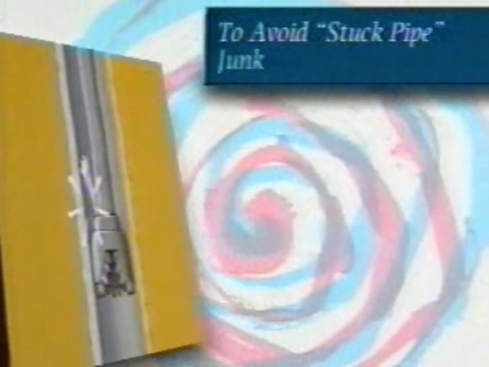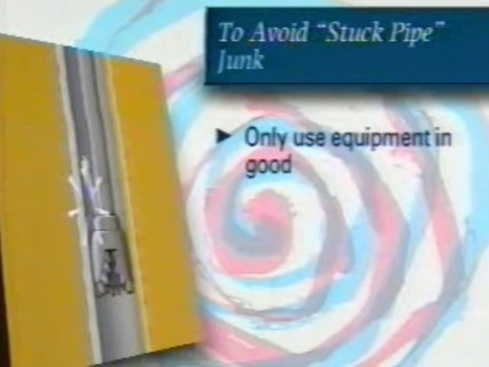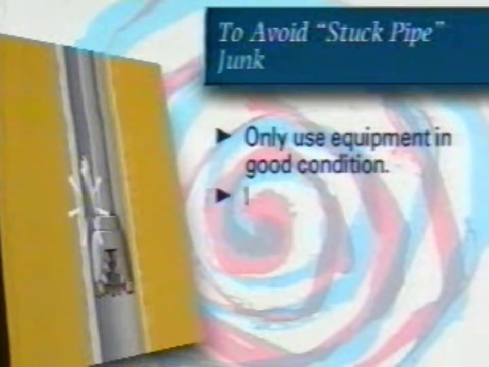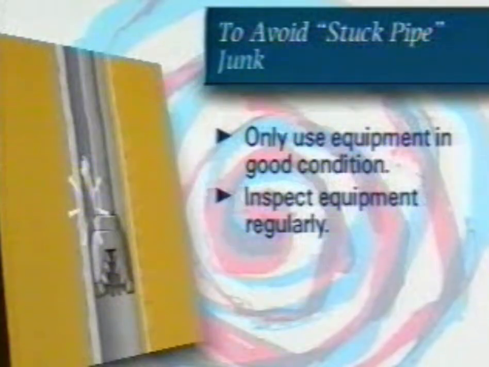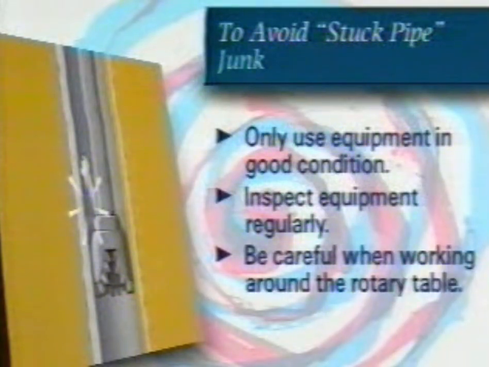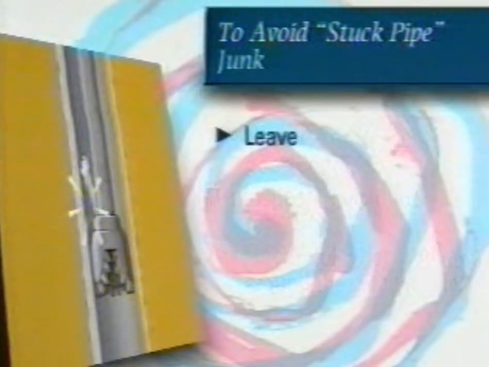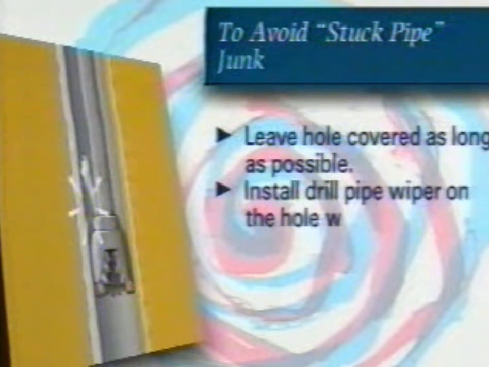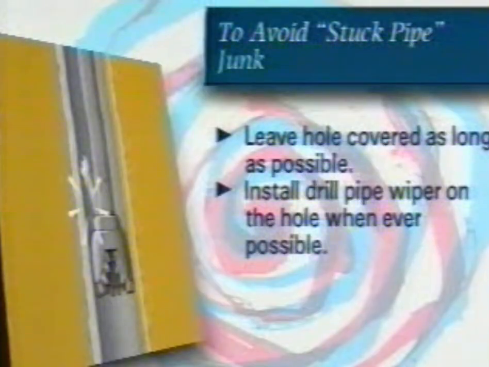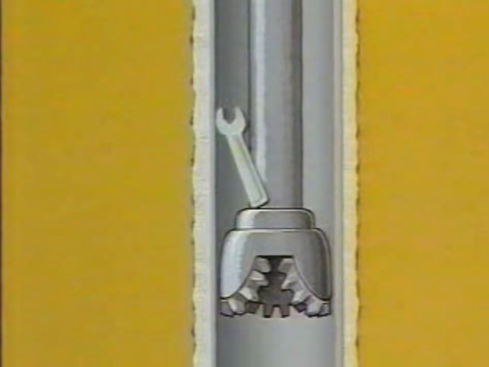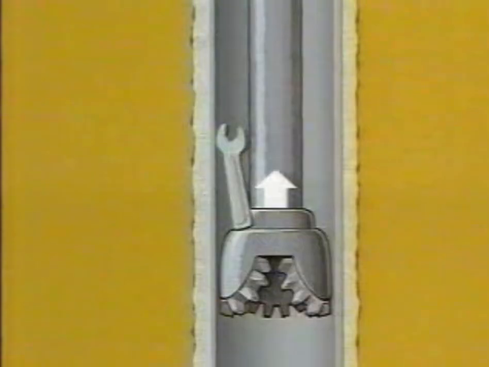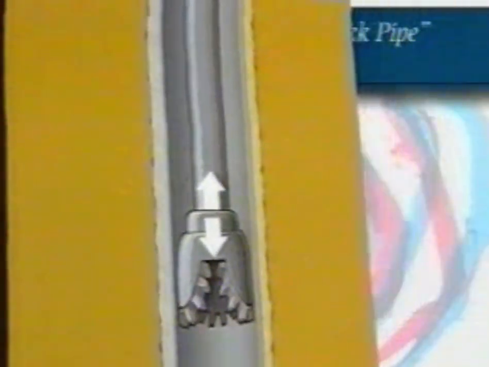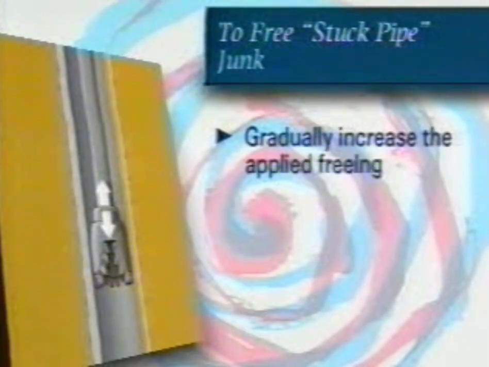To avoid stuck pipe caused by junk, the following action should be taken into consideration. Only use equipment which is in good condition. Inspect equipment regularly. Be careful when working around the rotary table. Leave the hole covered as long as possible. Install a drill pipe wiper on the hole whenever possible. To free the pipe, emphasis must be on upward and downward working or jarring to dislodge the obstruction. In addition to this, it's important to gradually increase the applied freeing forces.